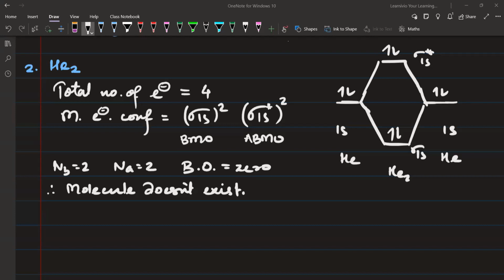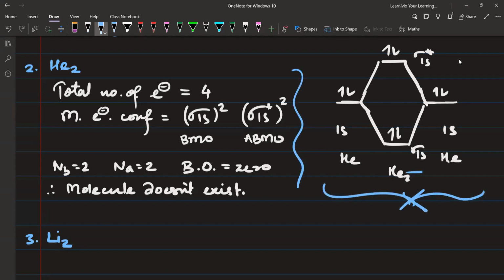Raise your hand once you're done. After this, you are going to do on your own the third one, that is lithium. Okay, will you do it? Yes or no? Please tell me, guys. Yes, sir. Just one thing, don't make this part. Just do this part. Total number of electrons, but it will be similar to that of hydrogen. It is going to exist. Please do it on your own. You just write here bonding or anti-bonding, and then calculate the bond order and everything. Please do it.